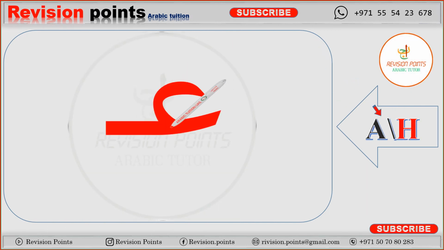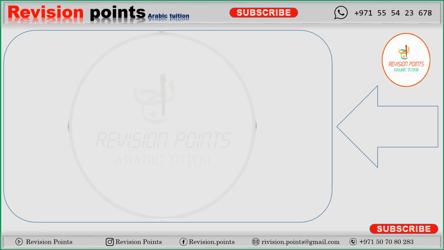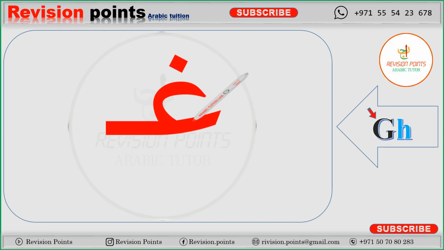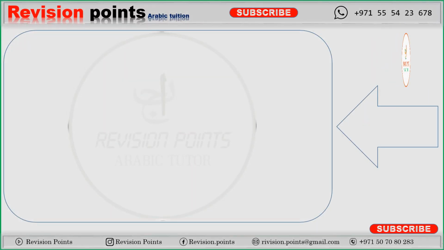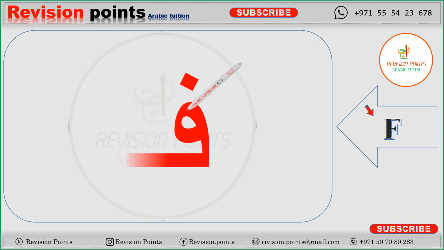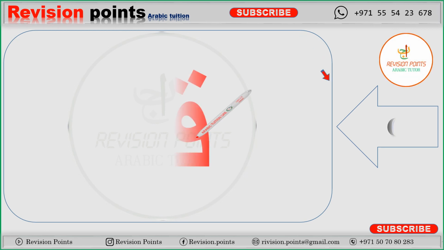Ain is starting with A, but Ain and Alif with any vowel will change their pronunciation. So there are different conditions we will learn inshallah in the next lessons. Ghain starts with G plus H. Fa starts with F. Qaf is starting with Q.